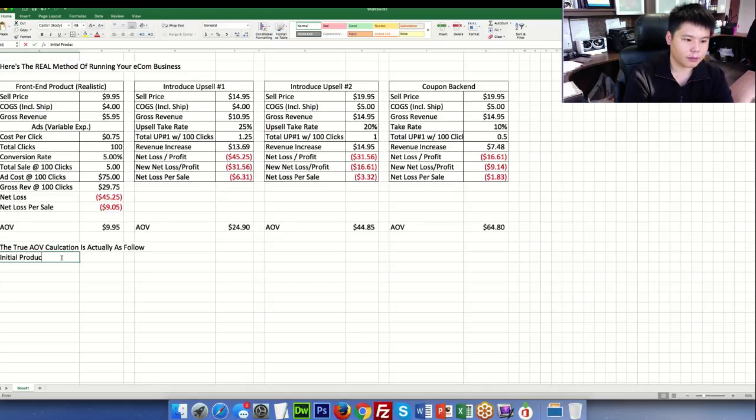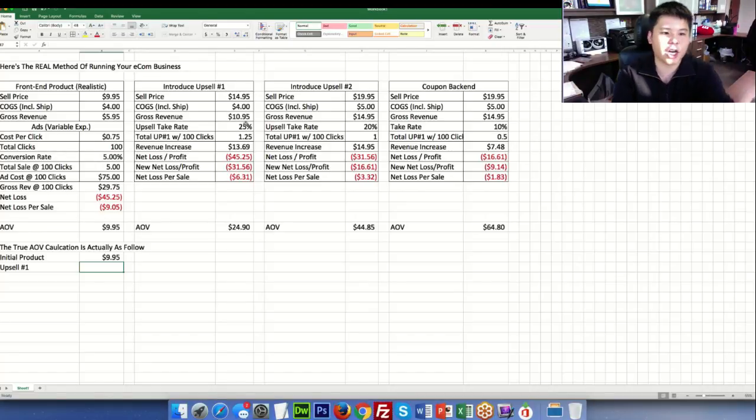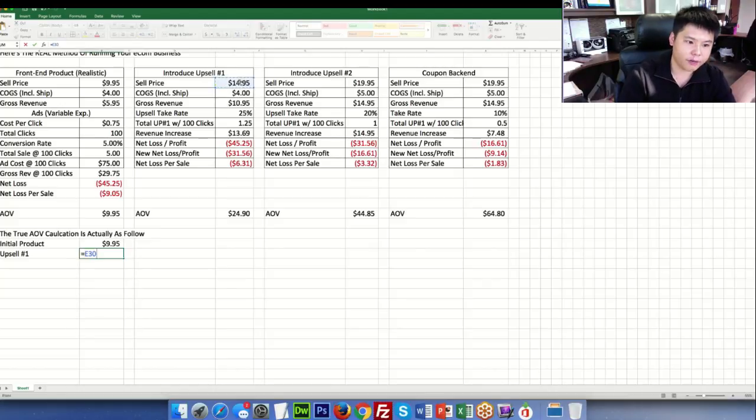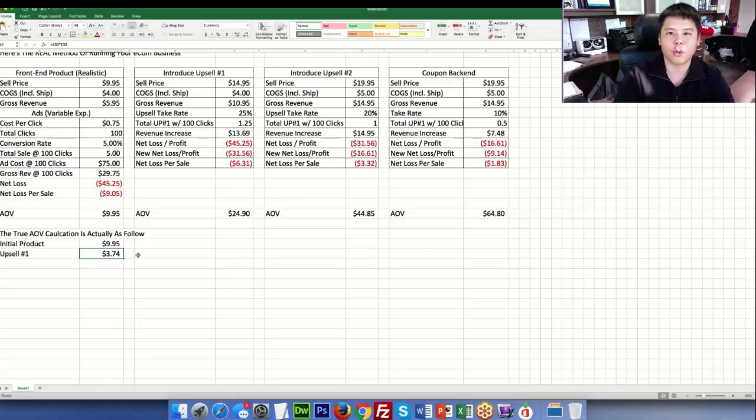Okay, you have the initial product at $9.95. Now your actual upsell number one is not going to increase by $14.95, because you want to take the average. You've got to consider the upsell take rate, and the take rate for the coupon. So this is going to be very, very different. So you actually want to take this gross $14.95, multiply it by 25%. This is what your real AOV is going to be for every single person.